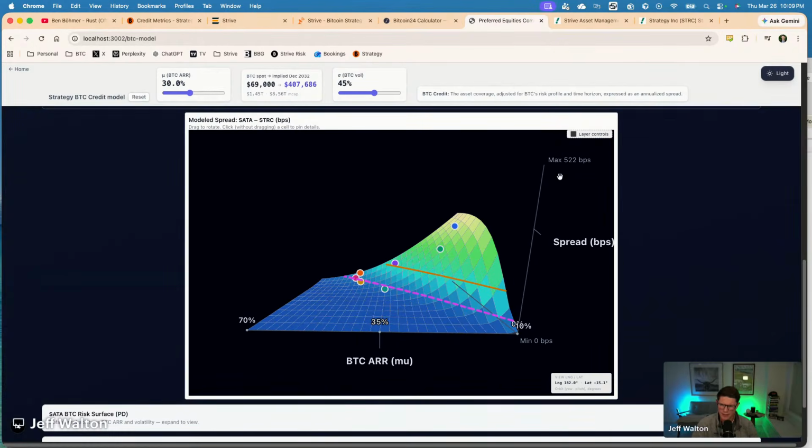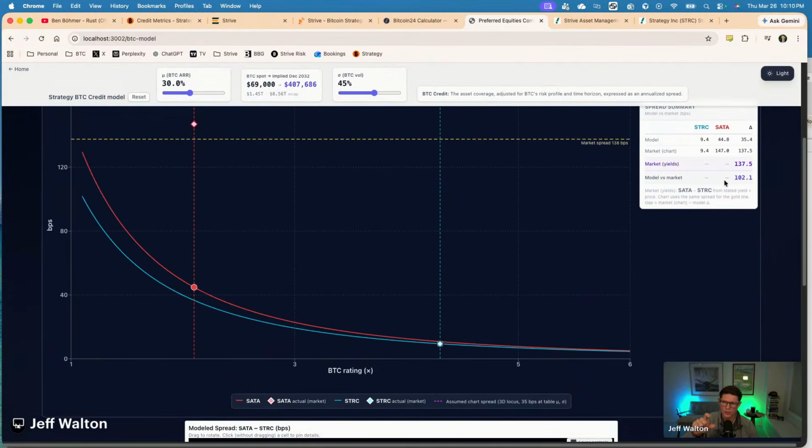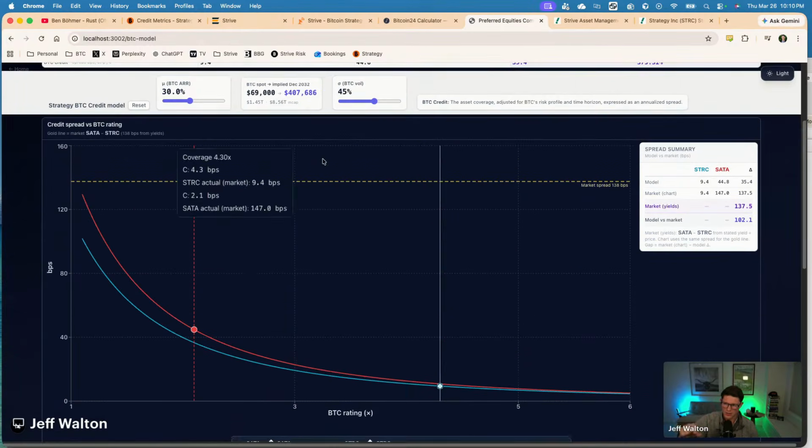Now, this orange line is the yield implied locus. So based on what the market credit spread is right now between STRC and SATA, which is, what do we say, it's 102 points based on these ARR assumptions.